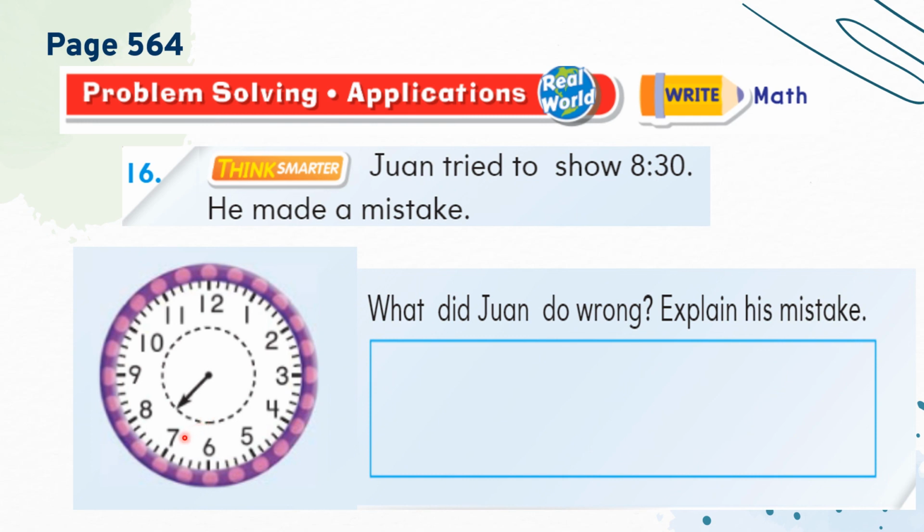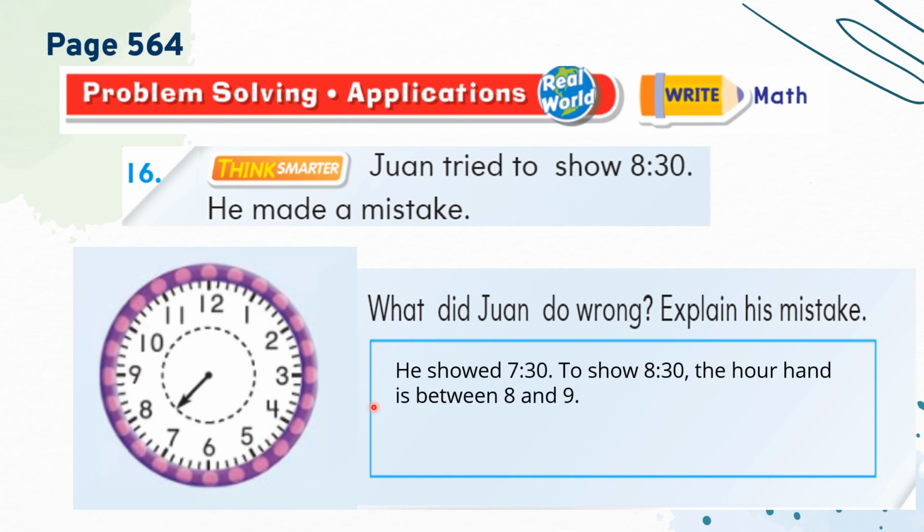Let's see. Now if you notice on the clock, the hour hand is in between 7 and 8. But the time that he had to show was 8:30. So 8:30 means 8 is already there. It's already 8 o'clock and it's 30 minutes past 8 o'clock. So the hour hand should not be in between 7 and 8. Instead, it should be in between 8 and 9 because it's already 8 o'clock and it's 30 minutes past 8 o'clock. So the hour hand should be in between 8 and 9, 30 past 8 o'clock. It's not yet 9, it's just 8 o'clock and 30 minutes more.